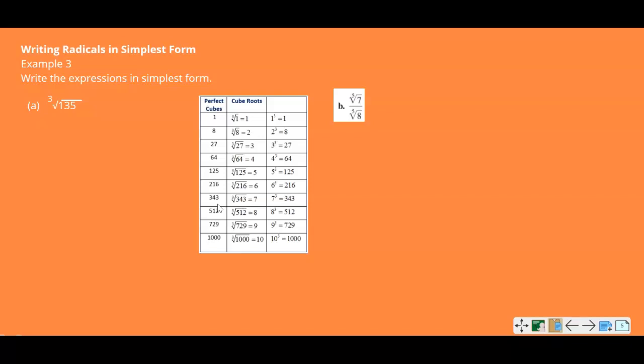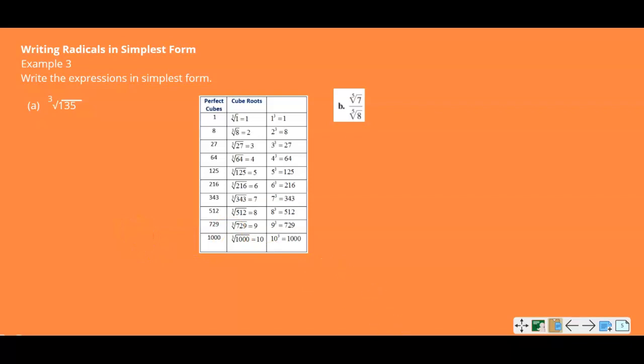But 2 cubed is 8, 3 cubed is 27, 4 cubed is 64, 5 cubed is 125, and 6 cubed is 216. Those are pretty common. You'll see those a lot. So just being familiar with those may help you down the road. But anyways, if you look down this list, 135 is not on here. So what we're going to have to do is rewrite this in a different form.